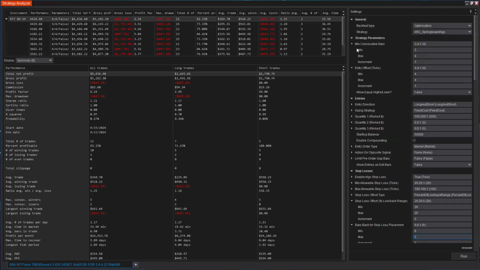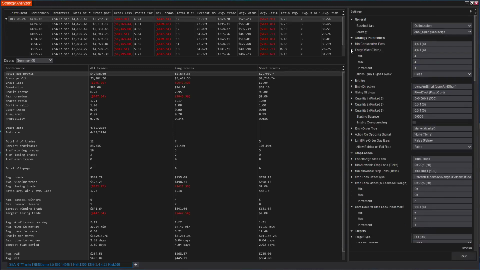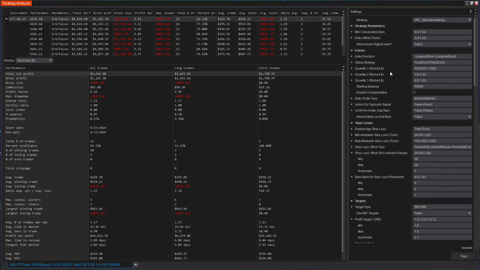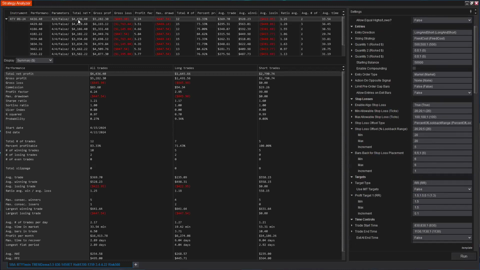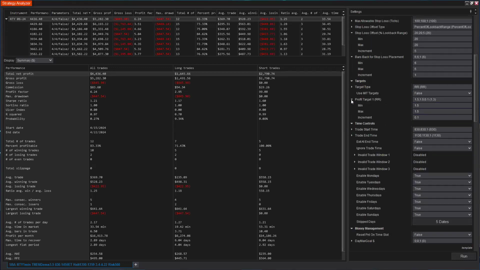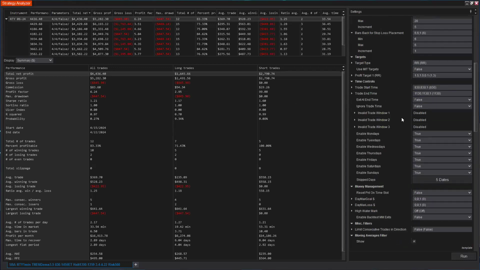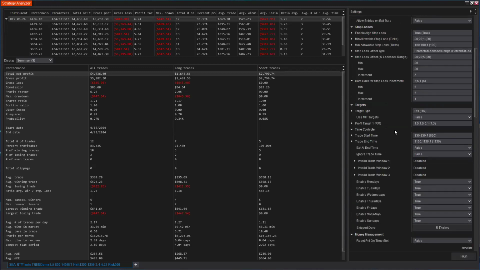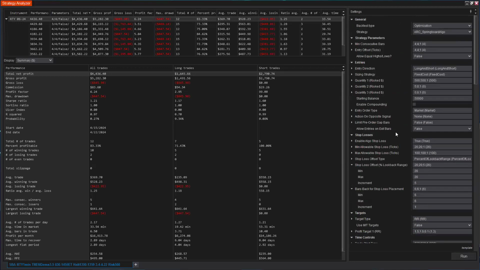Okay, so let's recap what we've done so far. We've optimized for, that's why I kept doing that, minimum consecutive bars was 4. Entry offset was 4. So those are locked into place now. We know that those are the best with this setting. Now that I've got these set up, I do want to run the moving average true and false and just see what comes back better profit-wise.